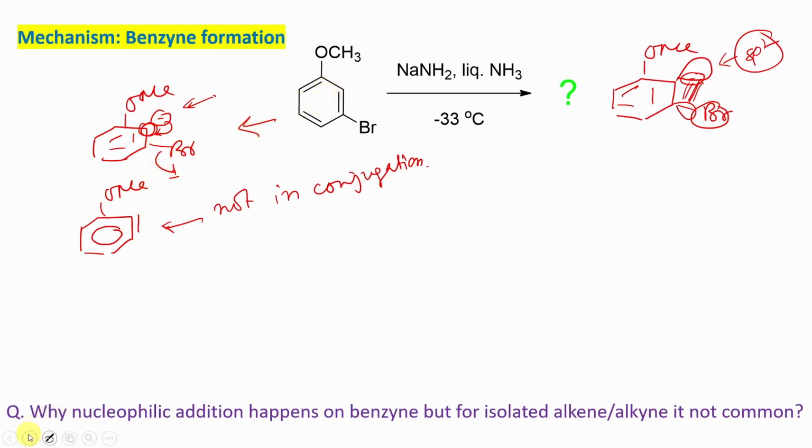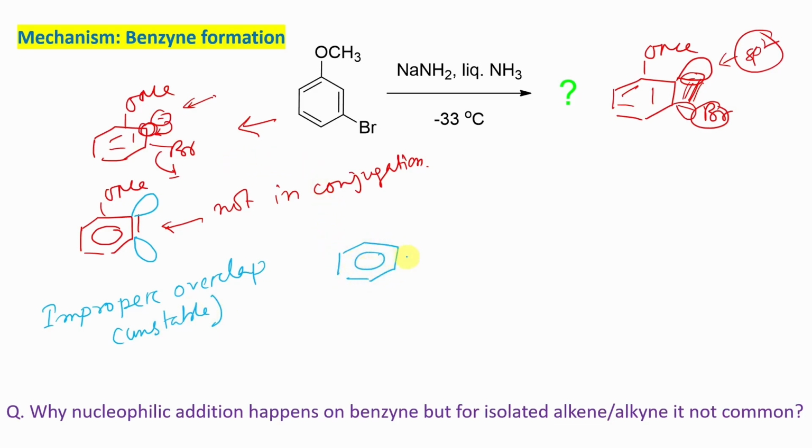Second thing, if you look at this pi bond, look very carefully. Here in this way, this sp2 hybridized orbital, this is in this way. So it is not a proper overlap. So this improper overlap of these two sp2 orbitals results in an unstable bond. So this bond is actually unstable too. If I say unstable, you can say, sir, it's more reactive. Yes, student. Because of this more reactivity, a nucleophile can attack on this carbon-carbon multiple bond.